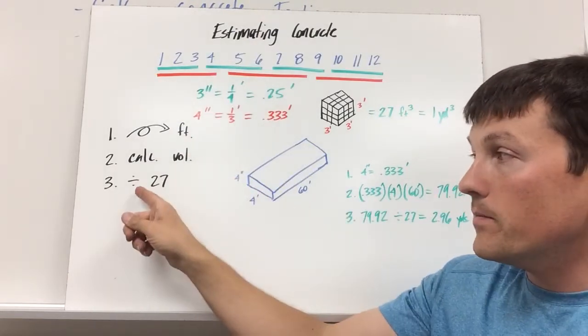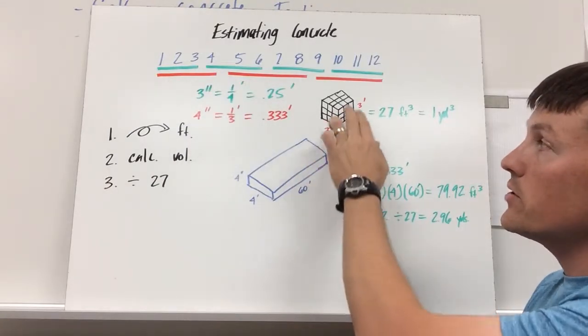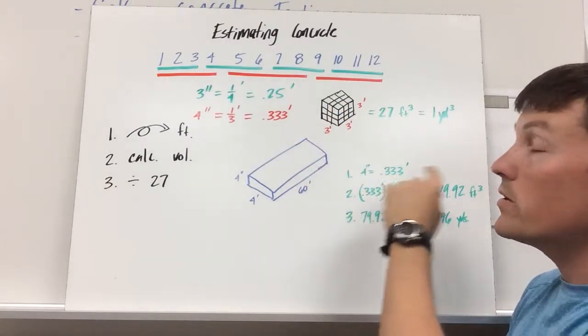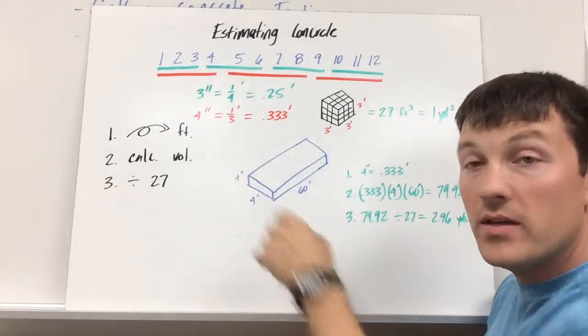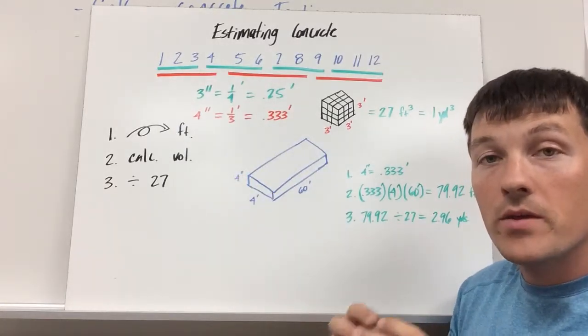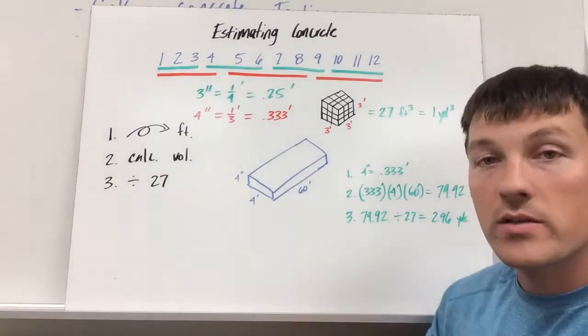And then thirdly, because there are 27 cubic feet in 1 cubic yard, and we just calculated our volume in terms of feet, we need to know how many yards that is. So all we do is divide by 27.